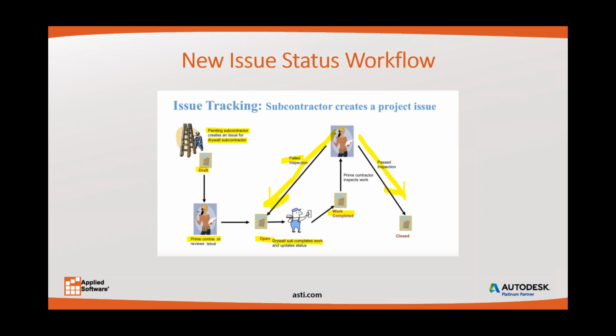So what really would have to happen is the painting subcontractor would have to assign it in a draft status to the prime contractor, and the prime contractor would need to go through and assign it to the appropriate subcontractor in order to get this resolved. So this is going to be a little bit of a limitation for some teams.